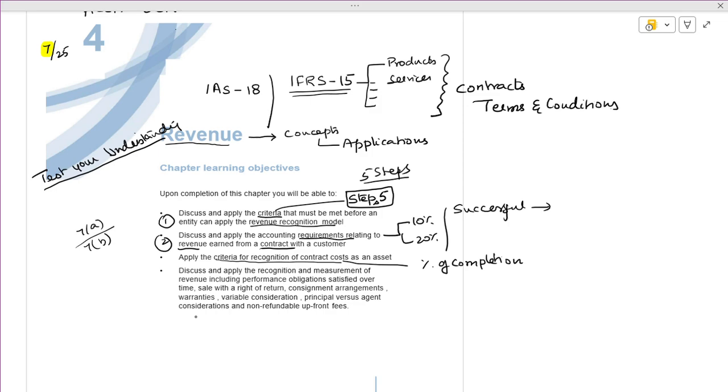Discuss and apply recognition and measurement of revenue, including the things we are going to cover with respect to performance obligation satisfied over time. The first one is sale with the right to return. If we are returning the products, it will happen: we are buying the products and we will return.